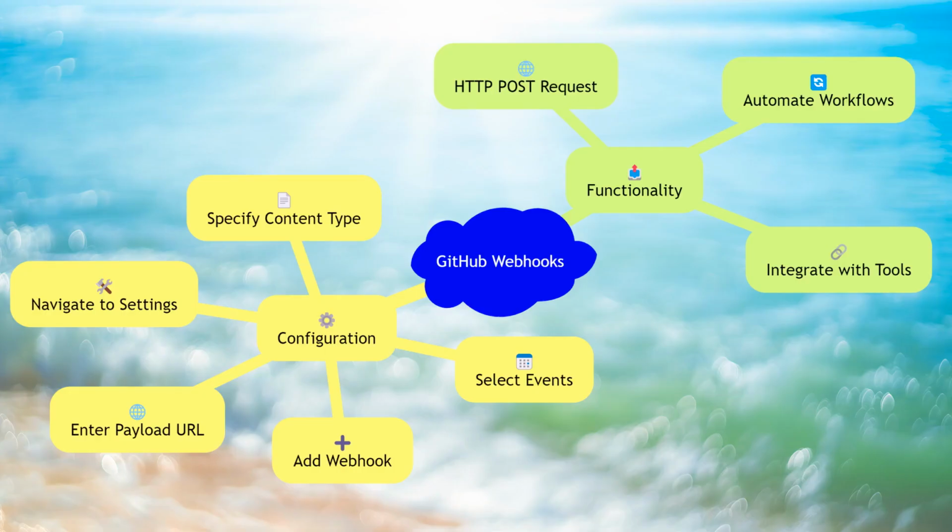GitHub provides built-in support for webhooks, making it easy to integrate with other services. To configure a webhook in GitHub, navigate to the repository settings and select Webhooks. Click Add Webhook and enter the payload URL, which is the endpoint that will receive the data. You can also specify the content type and select the events that will trigger the webhook. Once configured, GitHub will send an HTTP post request to the specified URL whenever the selected events occur, allowing you to automate workflows and integrate with other tools.